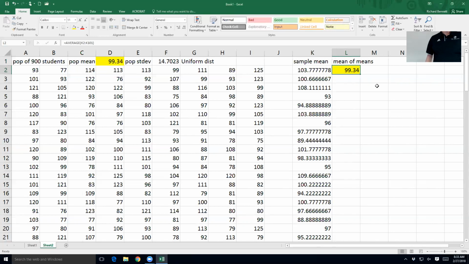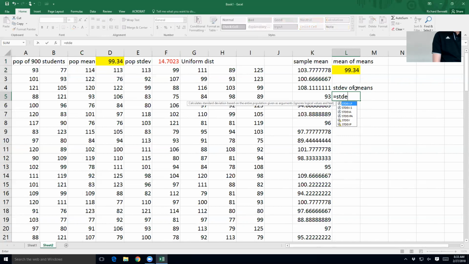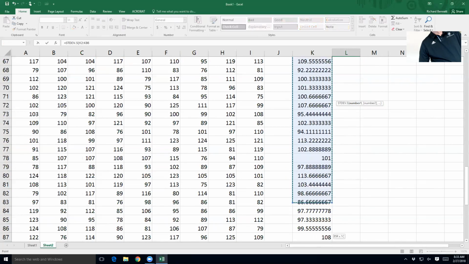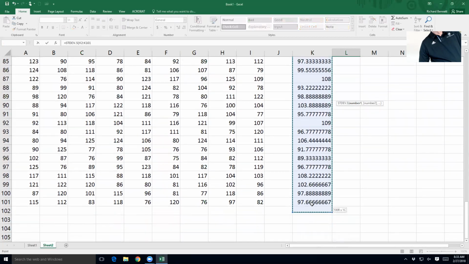All right, so now we know that the population standard deviation is 14.7. What if I did the standard deviation of my means? Now before we press enter, I'm going to ask you a question. If I do the standard deviation, and these are samples, so I'm going to use the sample standard deviation this time, of this column here. Before I press enter, do you think my standard deviation will be the same or will it be different?